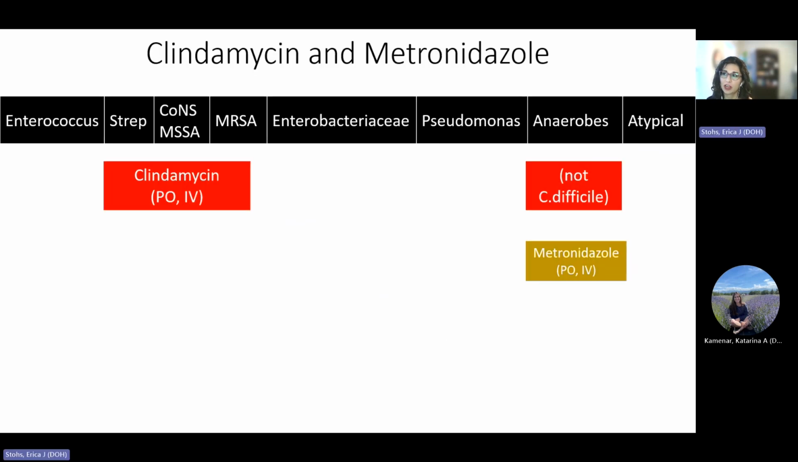And just a quick look at what these spectra of coverage are. These are really our anti-anaerobic bacteria or antibiotics. And you can see clindamycin had been used as a good go-to for streps and staphs for a long time until we were losing it to resistance.